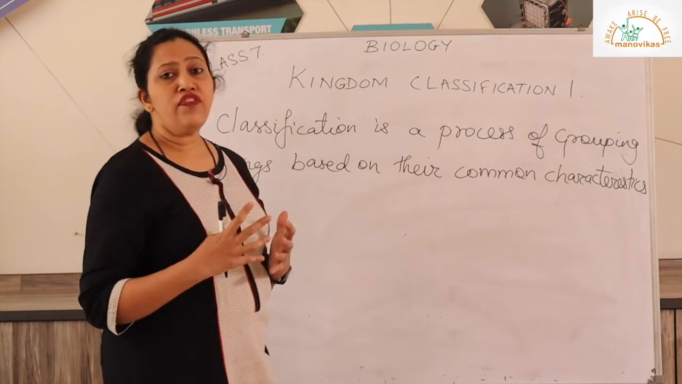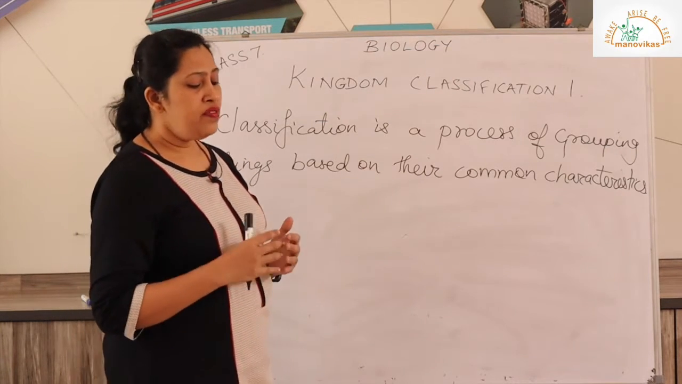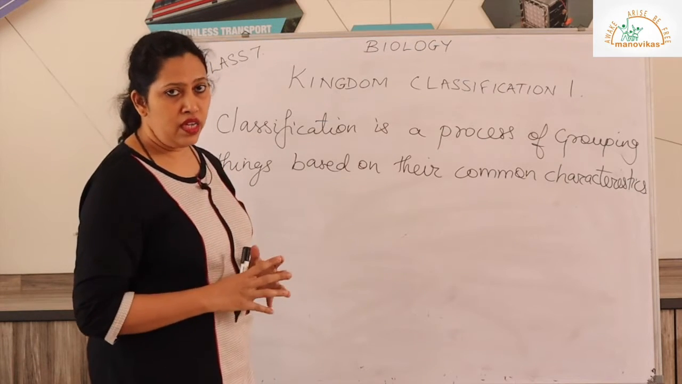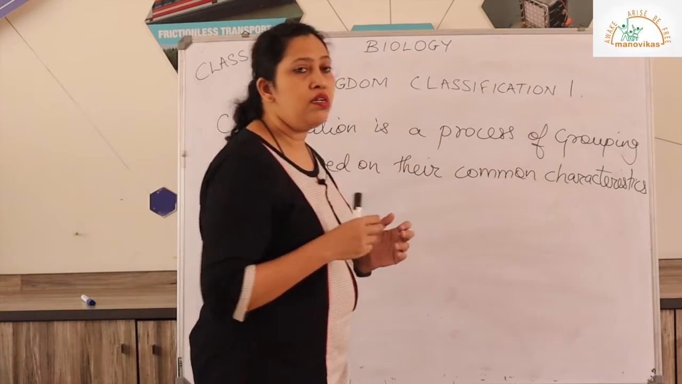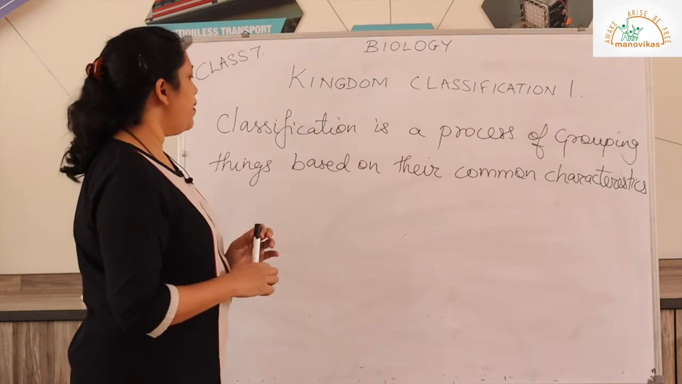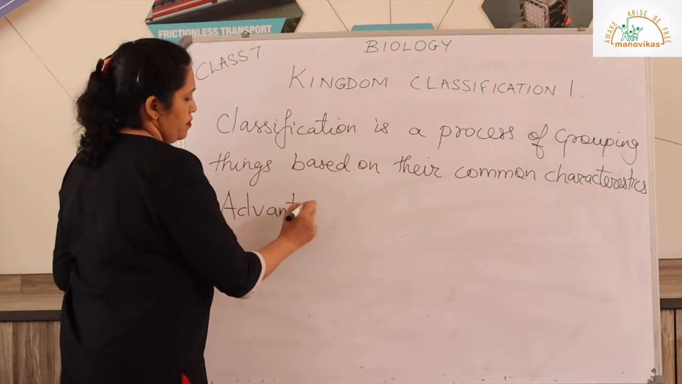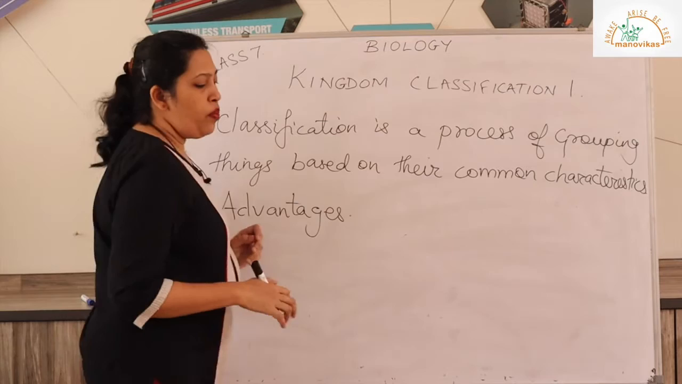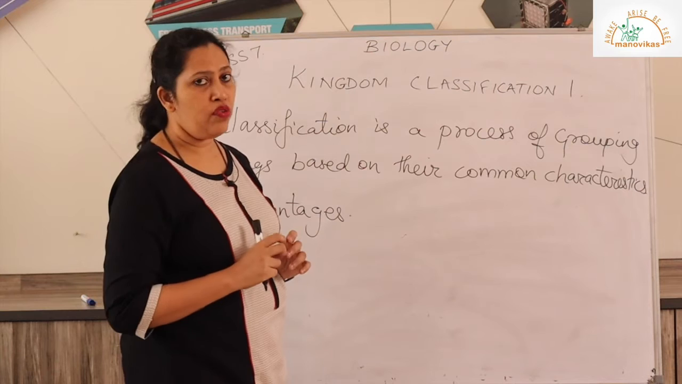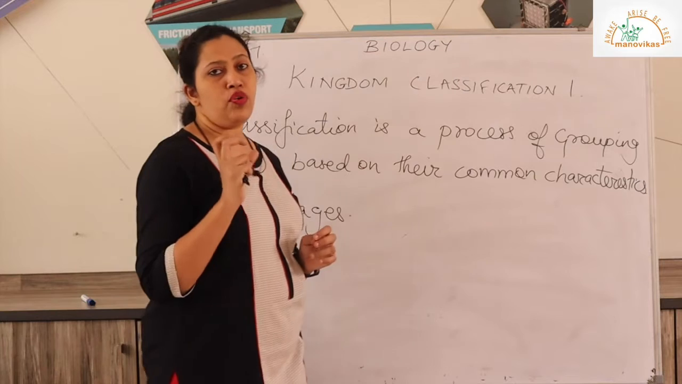So why is there a need for classification? When there is classification done, it gives us the significance of that particular thing, and also it helps us to know the meaningful classification of the particular thing. Now there are a lot of advantages of classification. One is it helps to identify the given organism or plant faster and saves time. Second, it helps us to name the particular organism.